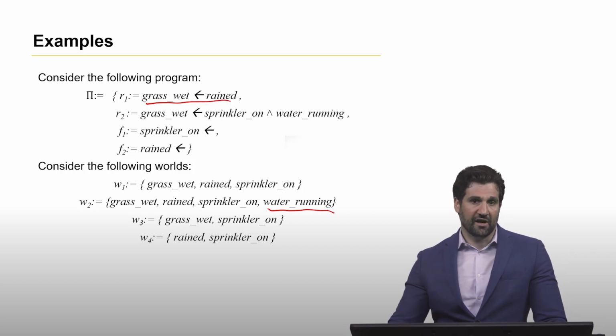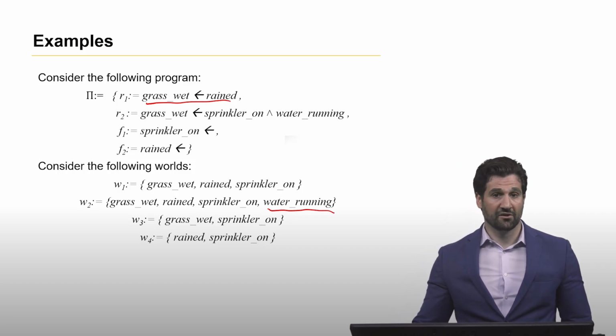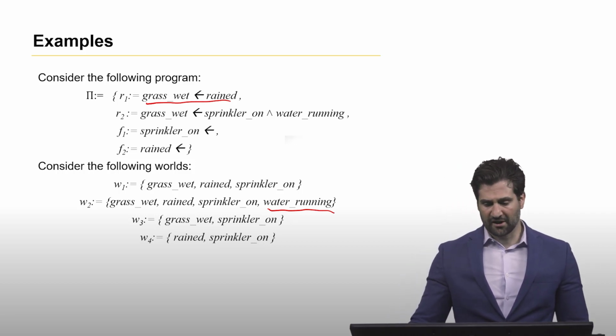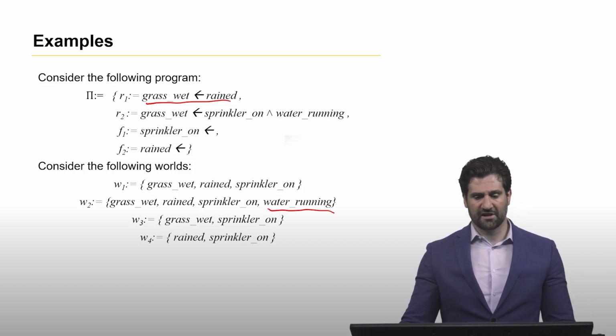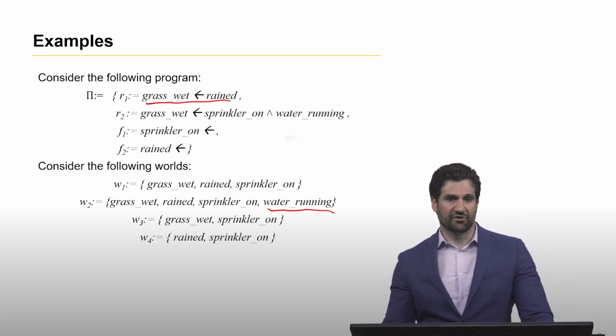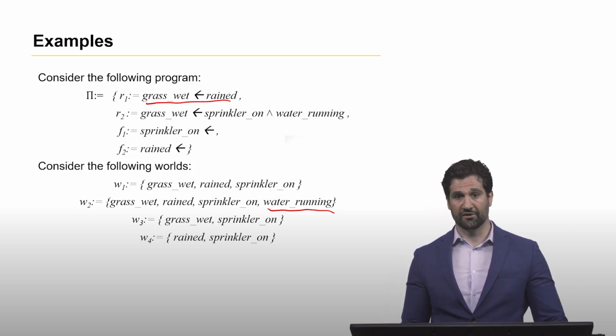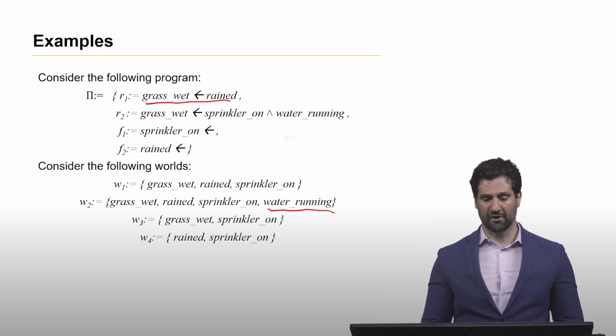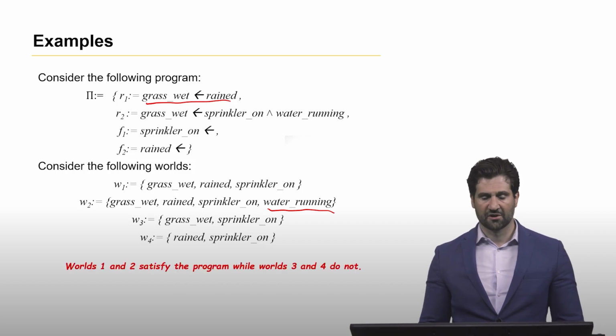So next you have worlds 3 and 4. Neither of these happen to satisfy the program. World 3 doesn't satisfy it because it doesn't have rained, and rained is a fact. And world 4 doesn't satisfy it because the grass is not wet in world 4, and it clearly has to be because of rule 1. This is if it rained, then the grass has to be wet. So there you go.